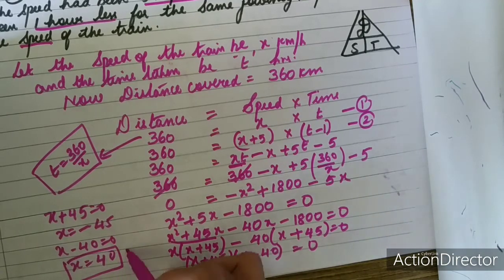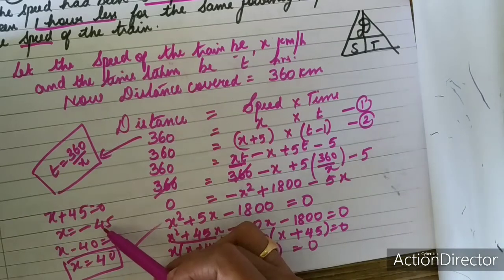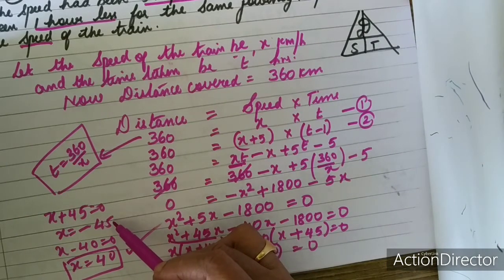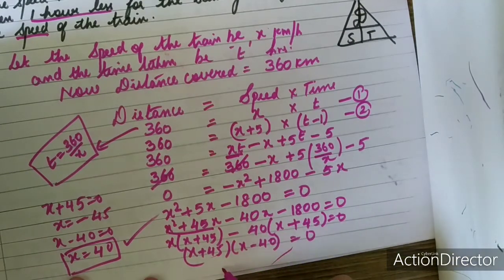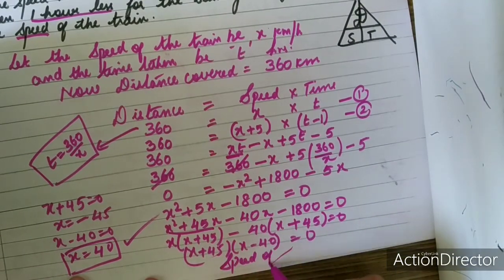We are going to take the value as x is equal to 40 because we cannot take negative values, as speed cannot be negative. So therefore the speed of the train is equal to 40 km per hour.